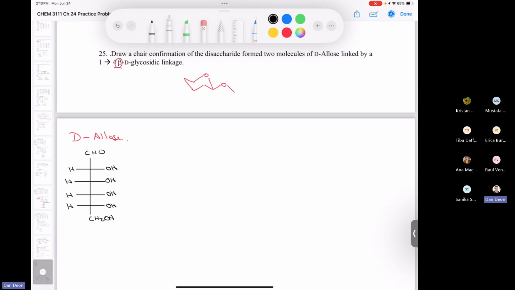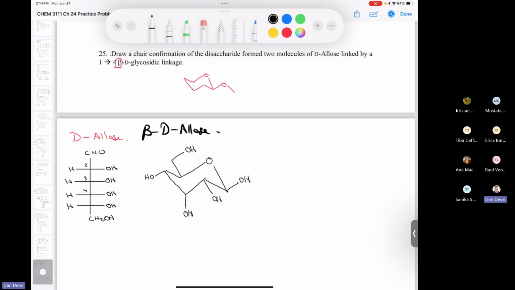Okay. Now, if we draw a chair, we'll just take our time and draw a chair. It's going to look something like this. Okay, this part never changes. Now, we know it's a beta, so I'm just going to draw the beta anomer like this. And every other hydroxyl, so carbon 2, 3, and 4, they're all pointing down, okay? So this one's going to be down in equatorial. This one will be down in axial. And then this one will be down in equatorial like this. Now, I'll move this over a hair just because it's kind of ugly. So this is beta. This is beta D-allose.